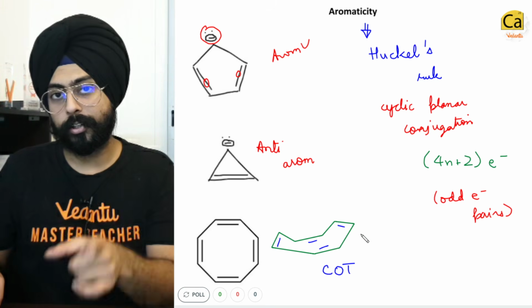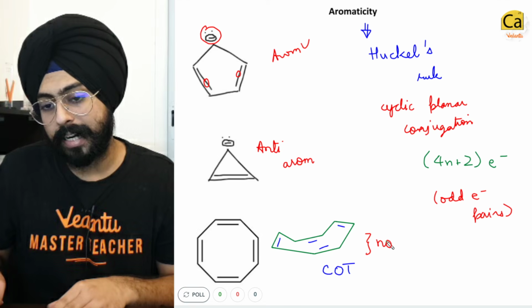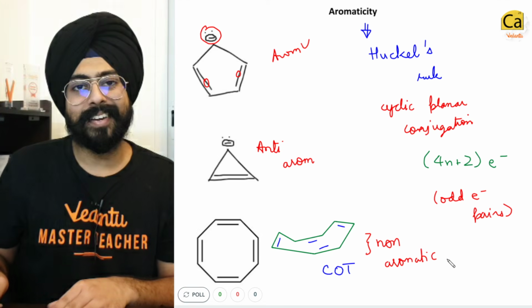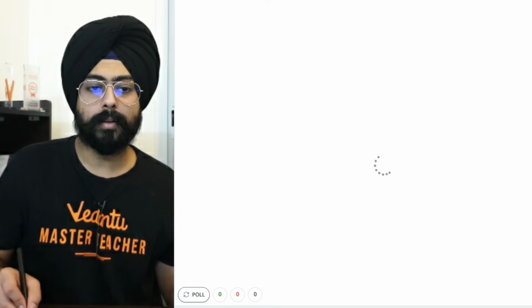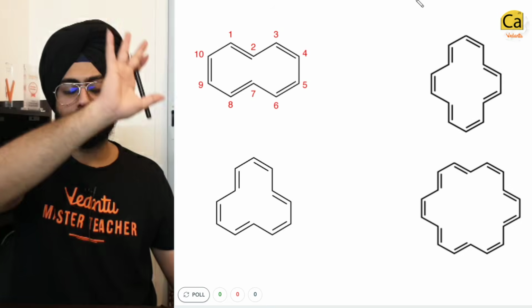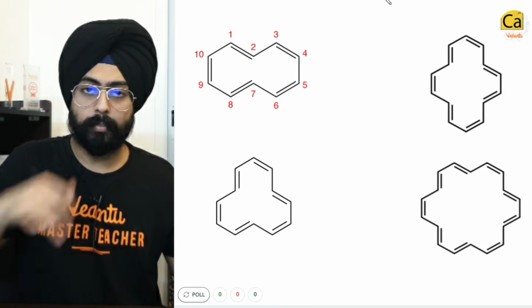So this structure of cyclooctatetraene is in fact non-aromatic. Very beautiful exception. Everyone remembers that, I'm pretty sure. Then let's come to more annulenes. Everyone knows benzene is aromatic, so we're not talking about benzene. Then let's come to further annulenes.